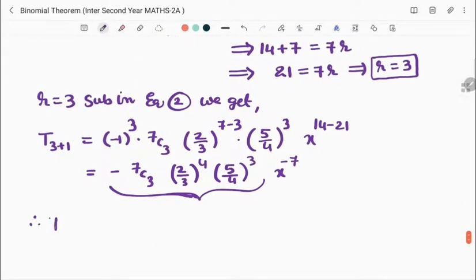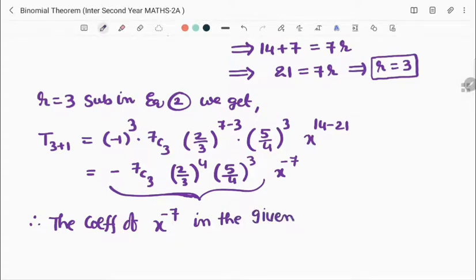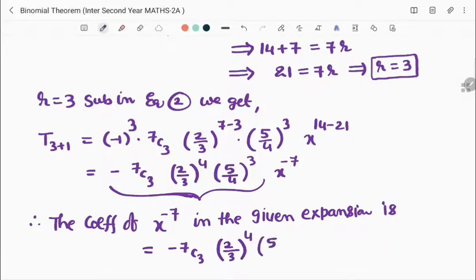Therefore, the coefficient of x power minus 7 in the given expansion is minus 7c3 (2 by 3) whole power 4, (5 by 4) whole power 3. Even if you want to simplify, you can simplify. Otherwise, leave it like this. Nothing will happen.